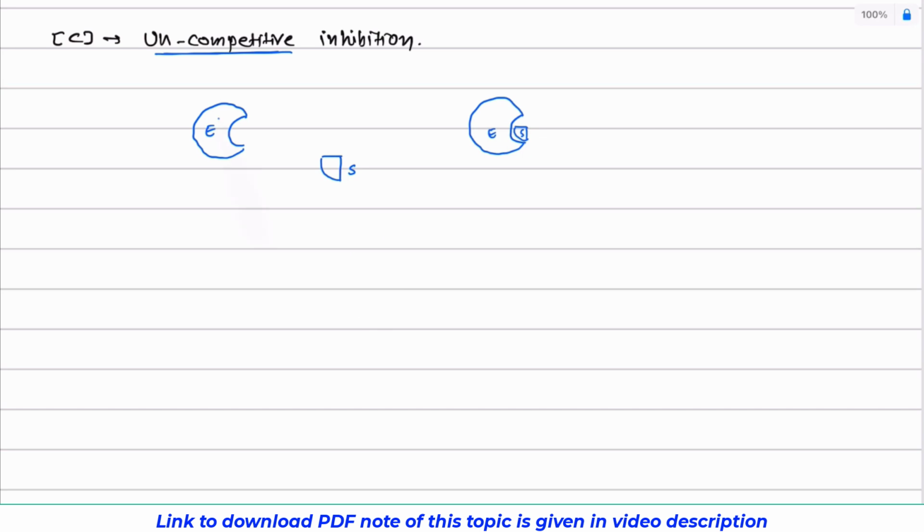When the substrate binds at the active site, it creates a new shape in the active site, and in this shape our inhibitor can bind. So remember, this inhibitor molecule can bind with the enzyme once the substrate is bound. The inhibitor molecule is not able to bind with the free enzyme, because there is no site present. But when the substrate binds with the enzyme, at that time a new site is created where this inhibitor molecule binds, right?